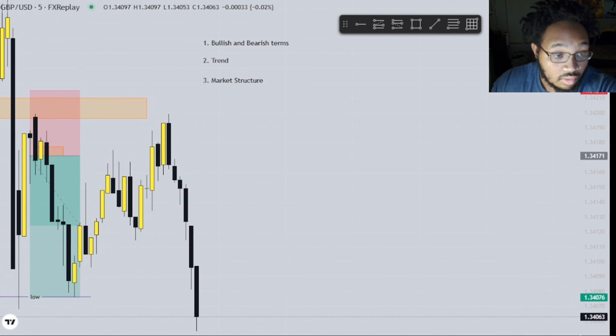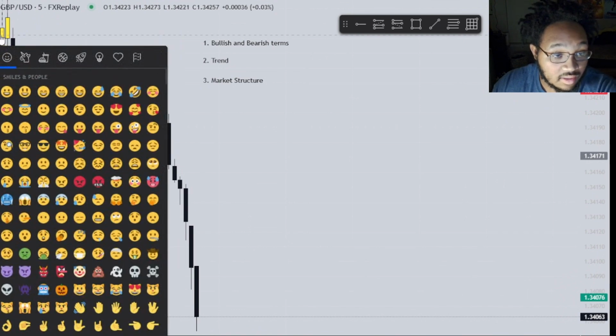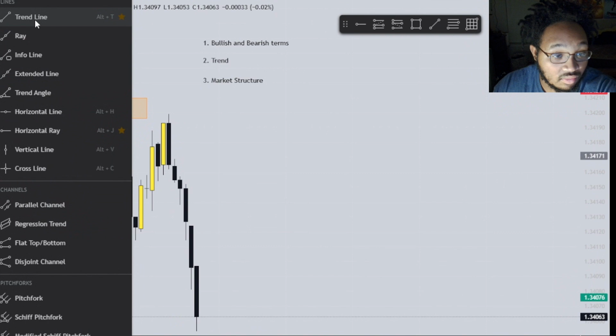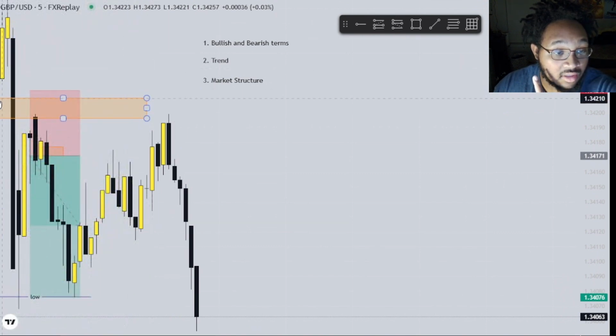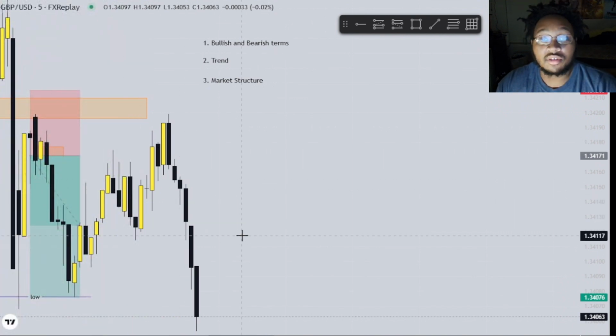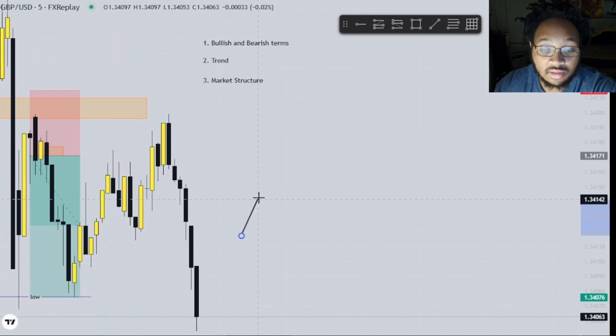Stay in drawing mode. I'm trying to find the tool that allows me to draw, maybe the one that does the little connecting lines. All right, so this is what an uptrend looks like.